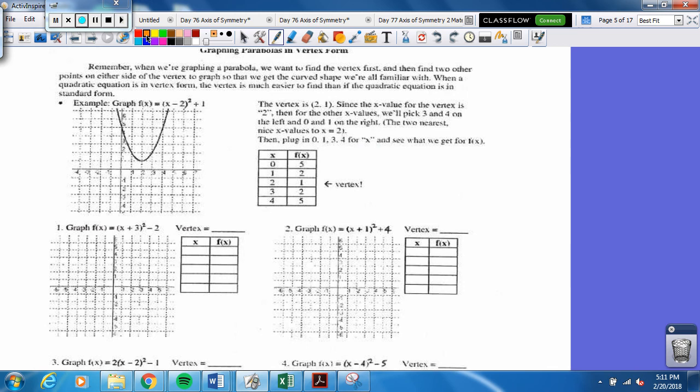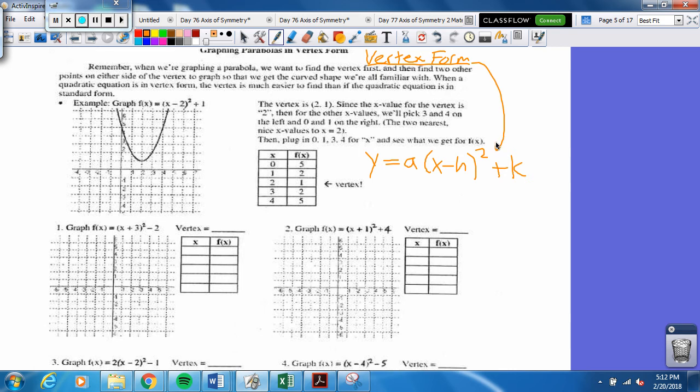Alright, today we are doing Vertex Form. Write that down on the top of your page, Vertex Form. And Vertex Form is written like this: y equals a times (x minus h) squared plus k. It's called Vertex Form because it's really easy to see the vertex.